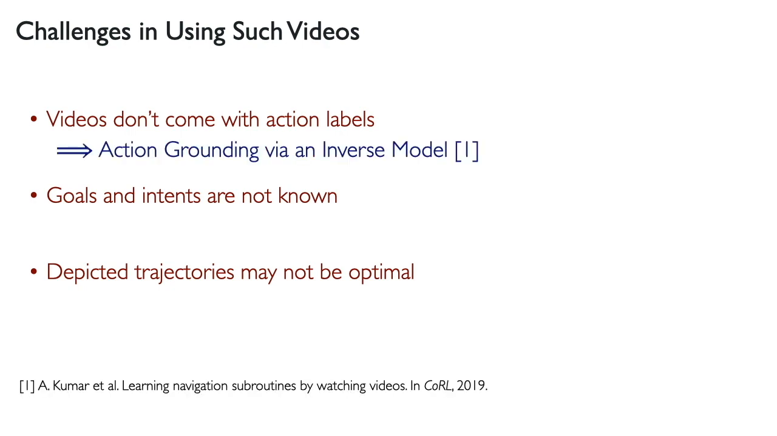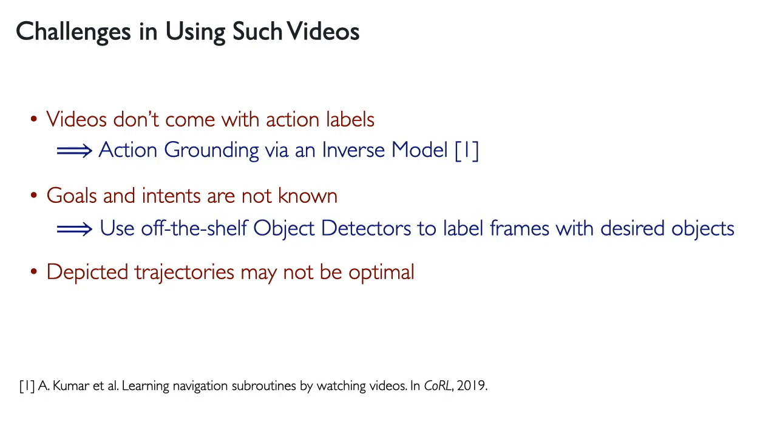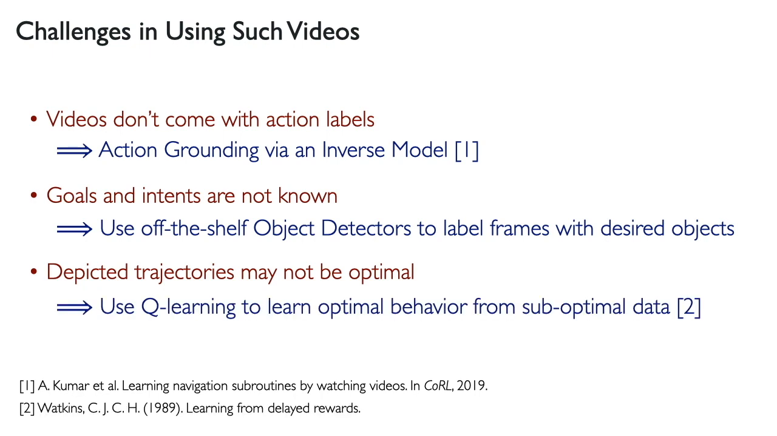We tackle these challenges by using an inverse model for action grounding, using off-the-shelf object detectors to label frames, and using Q-learning, which under the right conditions can learn optimal behavior from suboptimal data.